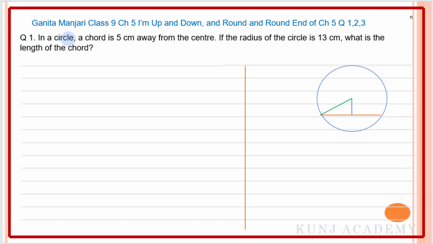Question: in a circle, a chord is 5 cm away from the center. If the radius of the circle is 13 cm, what is the length of the chord? Let AB be a chord. C is the center. The distance of the chord from the center is 5 cm.